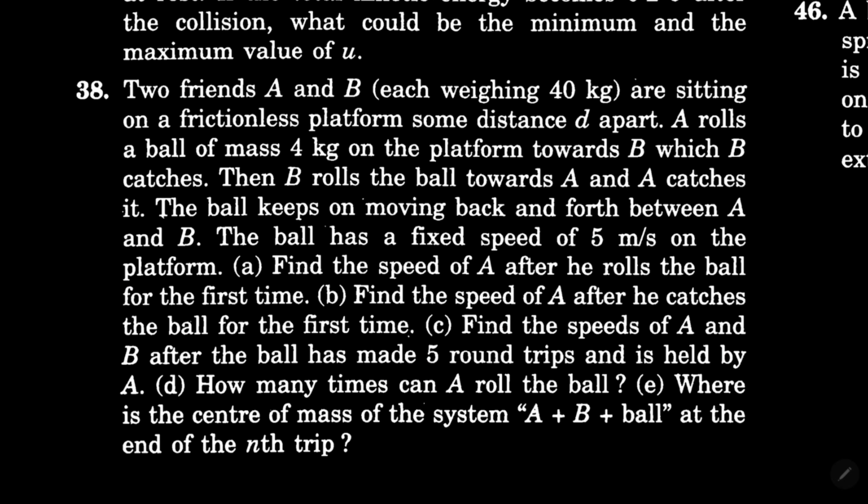In question 38 we have two friends A and B. Find the speed of A after he rolls the ball for first time. Find the speed of A after he catches the ball for first time. Find the speed of A and B after the ball has made 5 round trips and is held by A. How many times can A roll the ball?